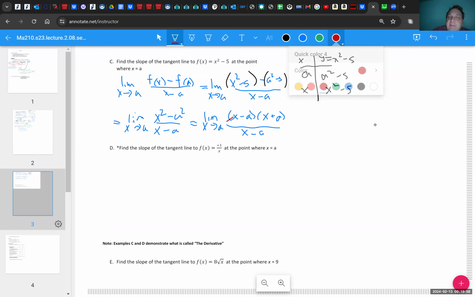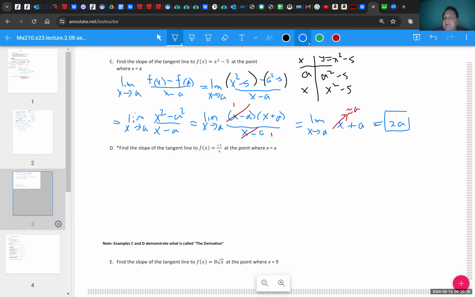I have a factor on the top and a factor on the bottom which are identical, so those become 1, and dividing by 1 does not do anything. So this is the limit as x approaches a of x plus a. x is getting closer and closer to the value of a, infinitesimally close to a. So we get a plus a, which is 2a. So 2a is the slope of the tangent line at a point x equals a that I haven't specified. This is true for x equals 1, 2, 3. At any value of a that I specify, this is true.